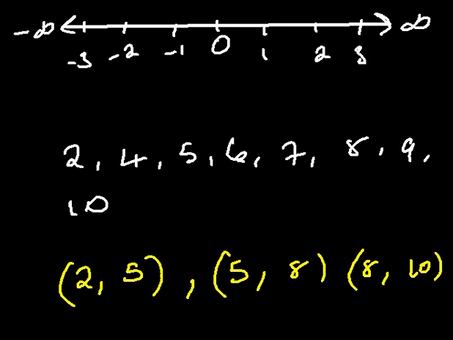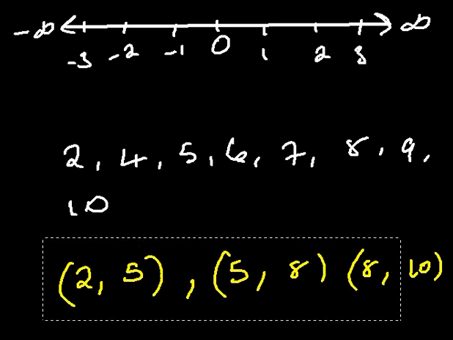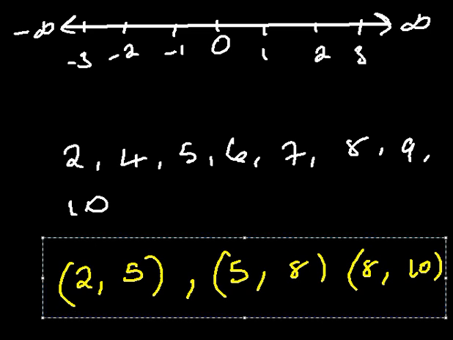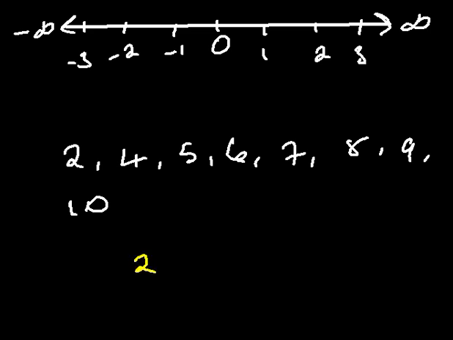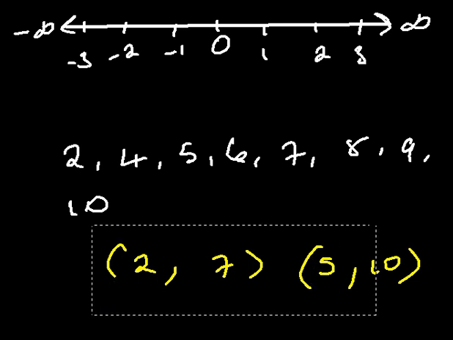You can have that. And let's say we have the interval we can develop from here, 2 to 7. It means this interval consists of all the numbers from 2 to 7. And we can have another interval, 5 to 10. It means this interval consists of all numbers from 5 to 10. So keep that in mind.